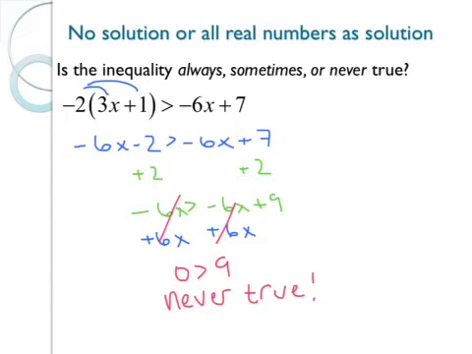Whenever you get a statement that is always true, such as 8 is bigger than 5, we would say always true for that one. And sometimes is going to be whenever you actually can isolate the variable without it going away in your inequality, such as x less than or equal to 7. That would be a sometimes statement.